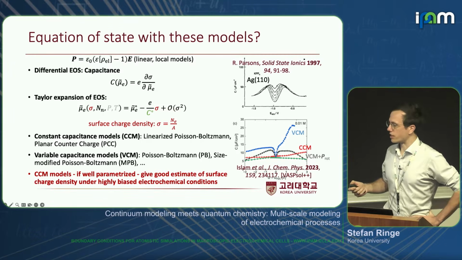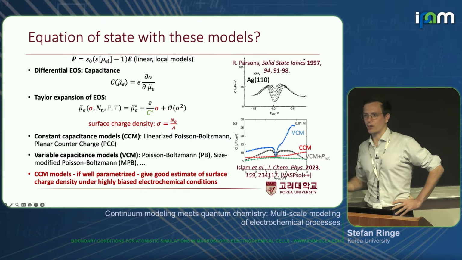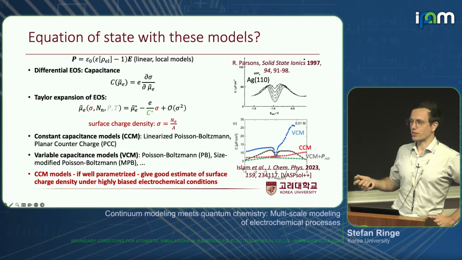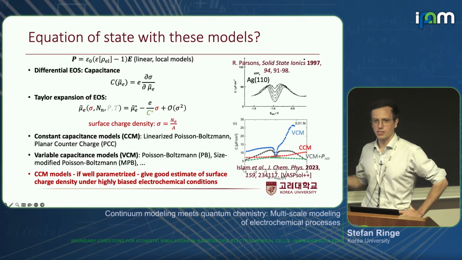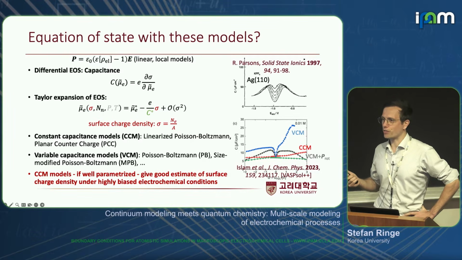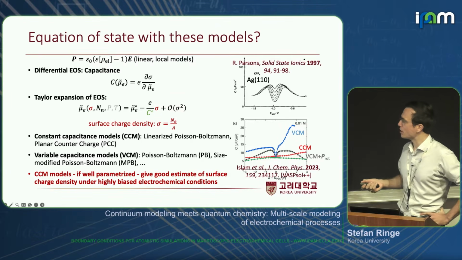But the problem is that we don't really know the correct model. And also, we don't know the correct parameters. So when we introduce more complexity, we have to parameterize these things. And in the end, the only reference data we have is the experimental capacitance. So the question is, how much complexity do we want in these models for now?